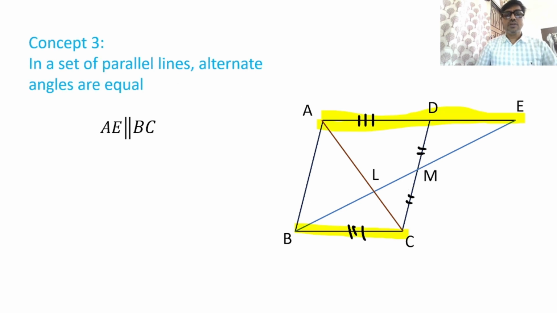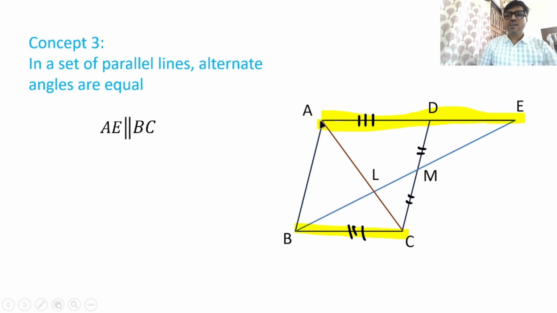Now let's go to the third concept. We know that BC and AD are parallel, and AD can be extended out to E. So AE is parallel to BC. Because these two lines are parallel, I want to use the concept of parallel lines. In parallel lines, when you have a transversal, you know that alternate angles are equal. So AE is parallel to BC and EB is a transversal. Whenever you have a transversal between two parallel lines, you know that alternate angles are equal.